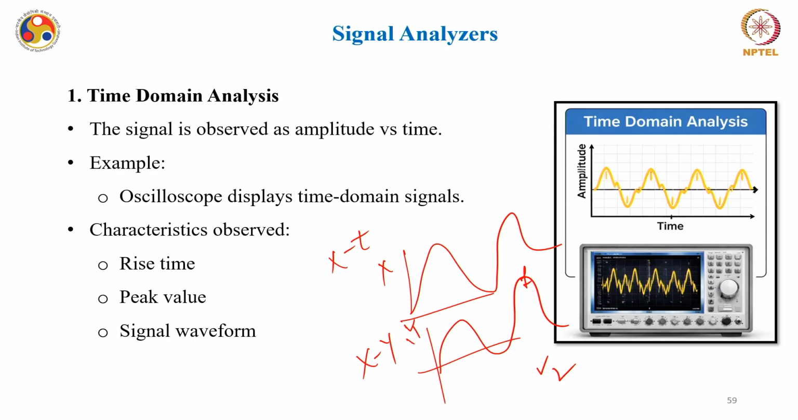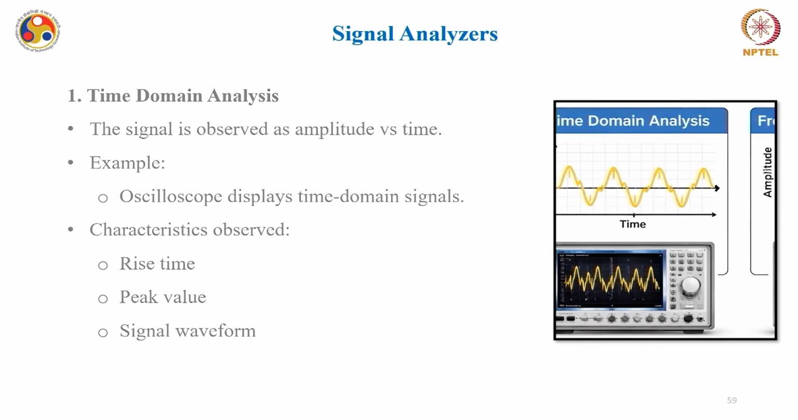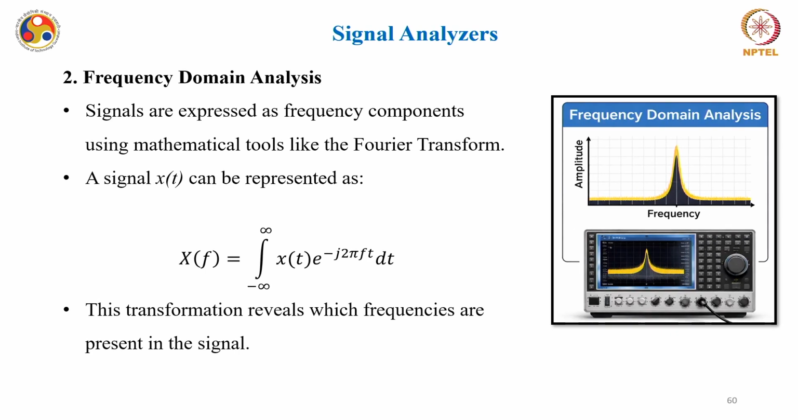In the time domain, like in the XT mode, when I have plotted X versus T, it can be a very good way to analyze rise time, peak values, fall time and the signal waveform and so on using these oscilloscopes. But the real challenge happens when you try to analyze them in the frequency domain. Signals can be expressed as frequency components using mathematical tools like the Fourier transform. A signal can be represented in the frequency domain like this. This transformation reveals which frequencies are present in that particular signal.